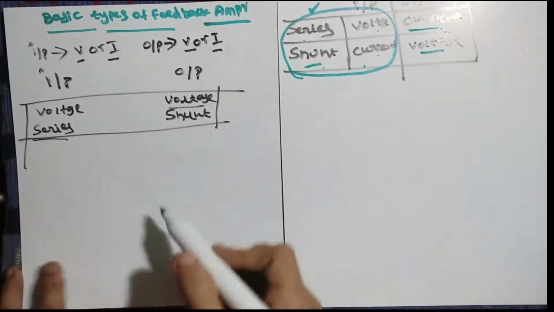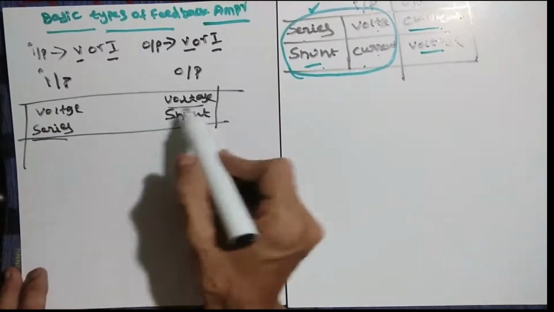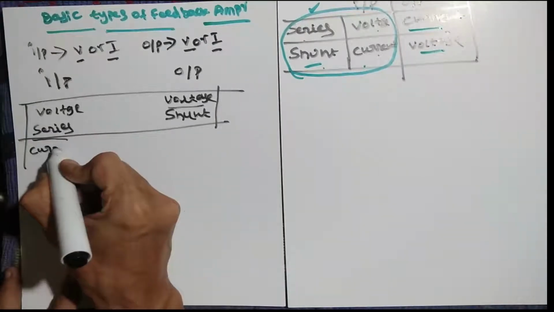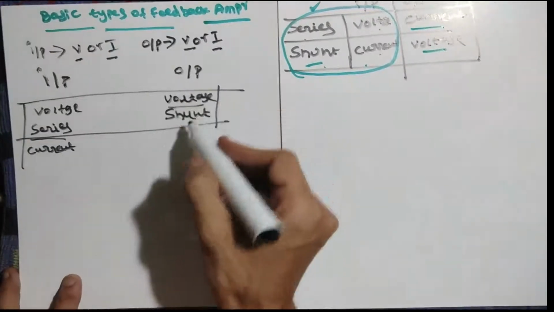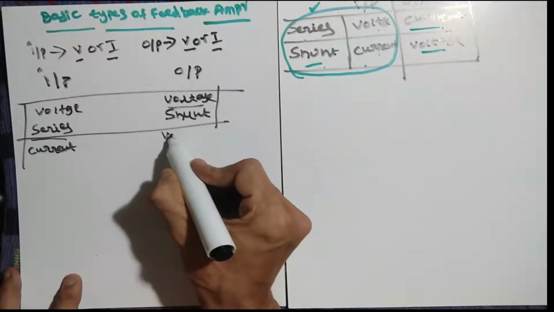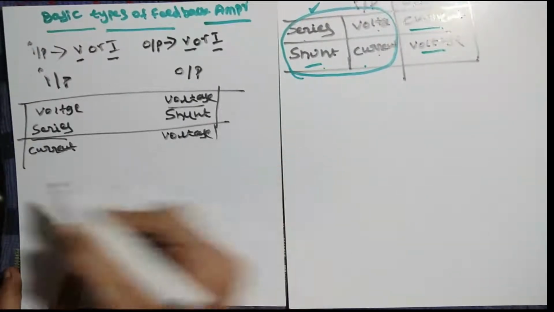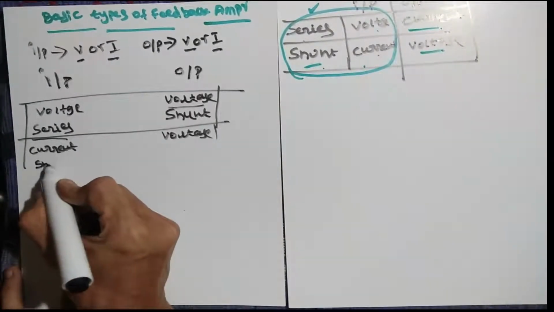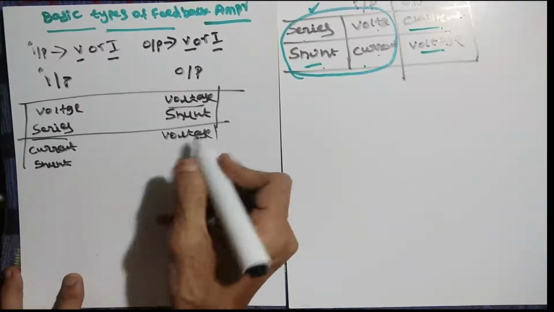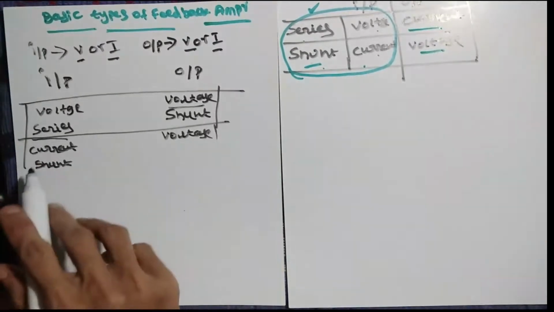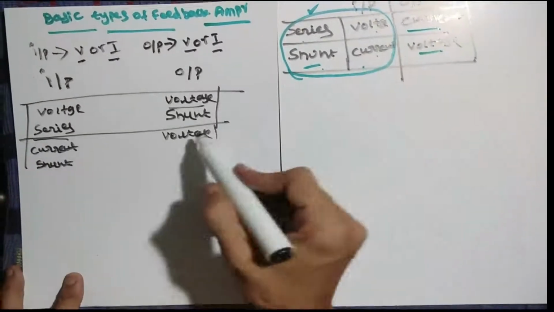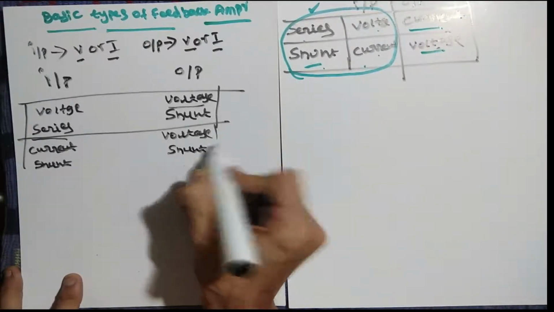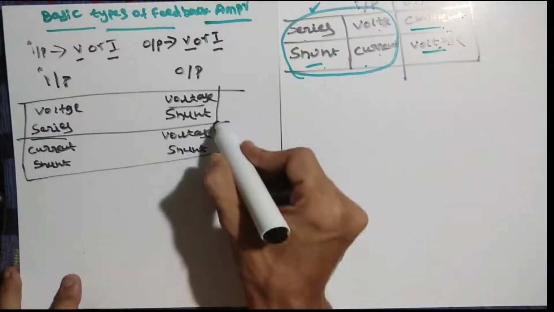Similarly, we can go for the second one. Input is current instead of voltage, and here we take output as voltage only, okay. It's nothing but the second combination. Current means this one is shunt, so it is also called a current voltage feedback amplifier, or shunt voltage. If it is output, it is shunt, so it is a shunt feedback amplifier, okay. This is another name we have.